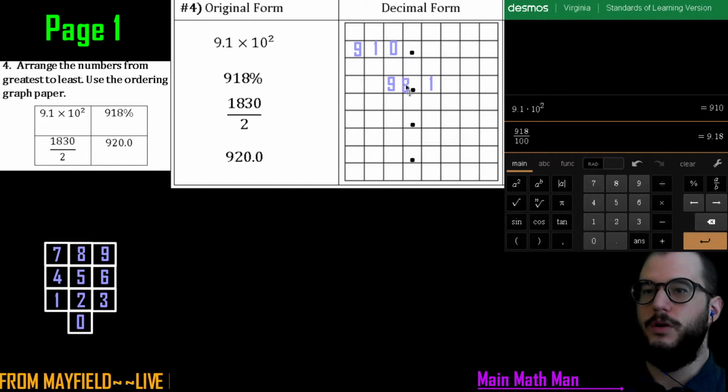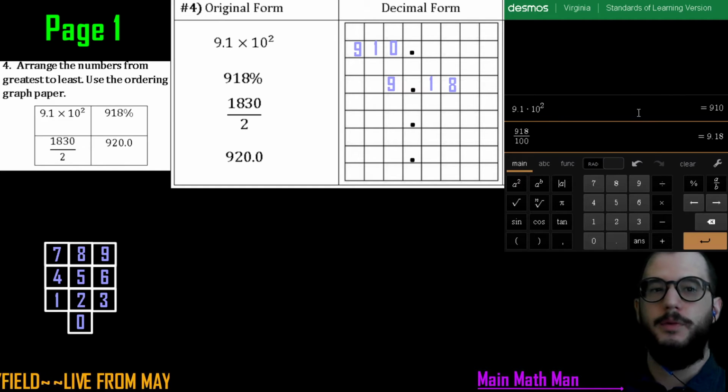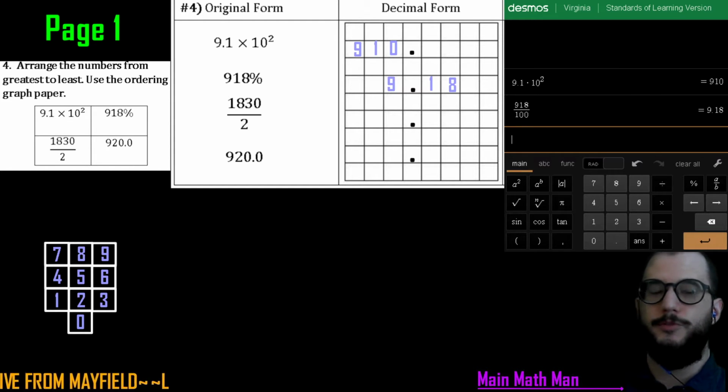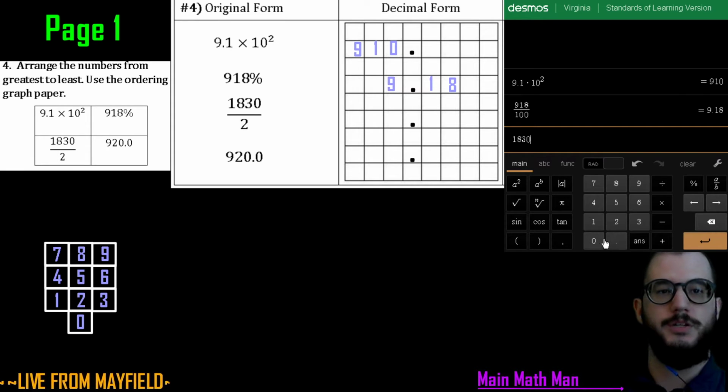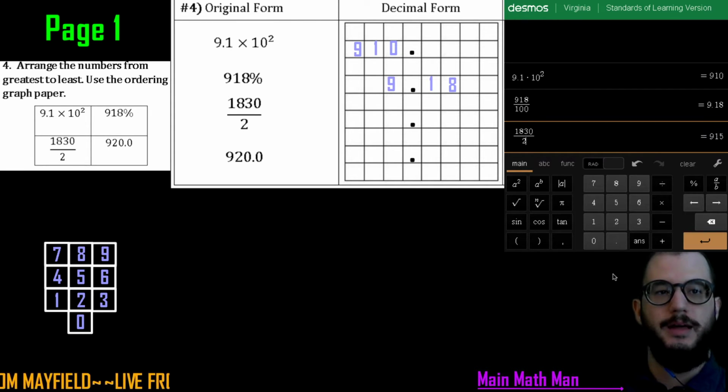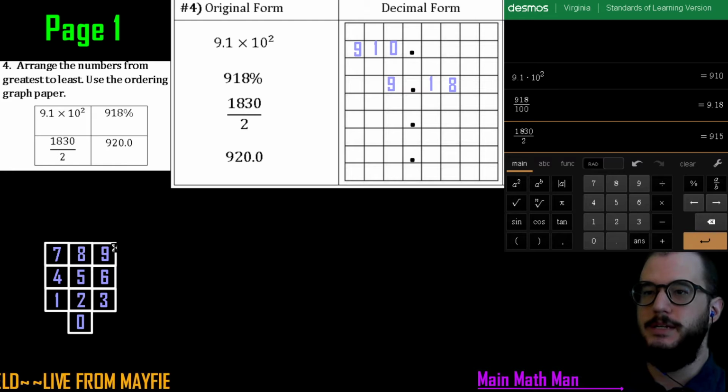Again, make sure that you are using 1 digit per column. For the next one, it just has a simple fraction. It's a rational number since it is a ratio or a fraction. So I have that over 2. That's going to be 915. So same kind of setup, I have 1 digit per column. I'm going to say it's going to be 915.